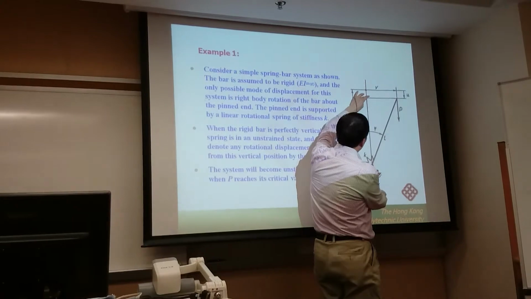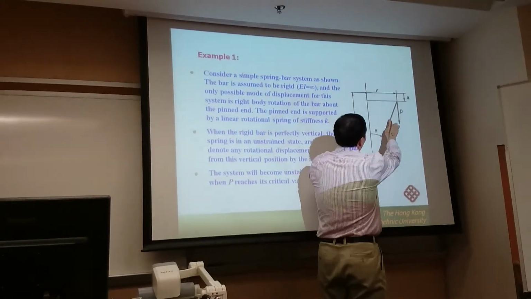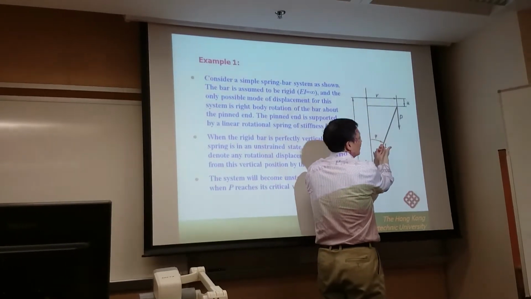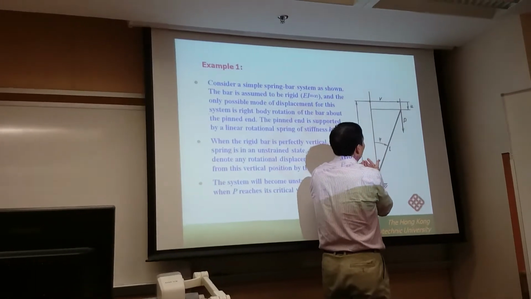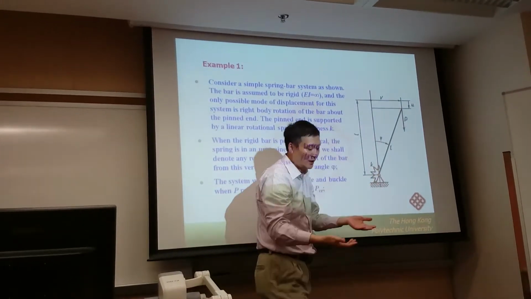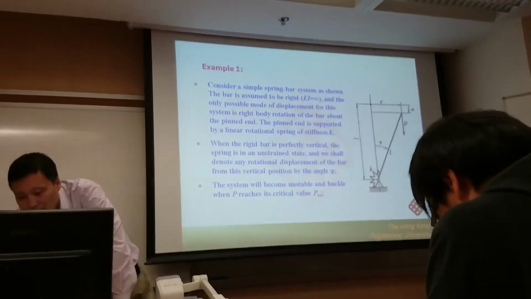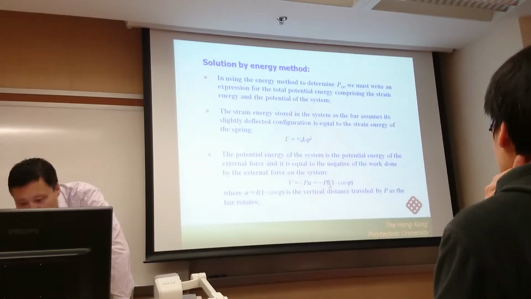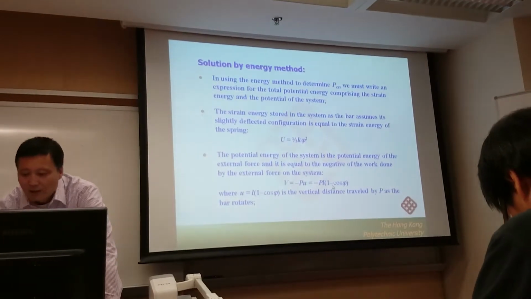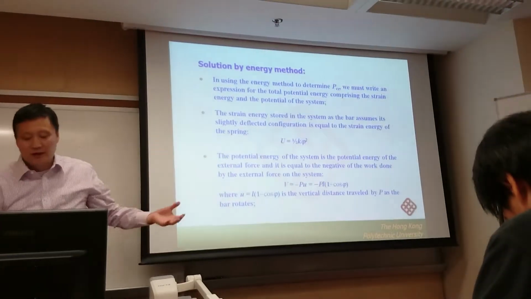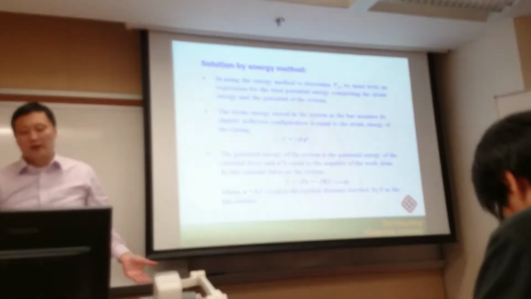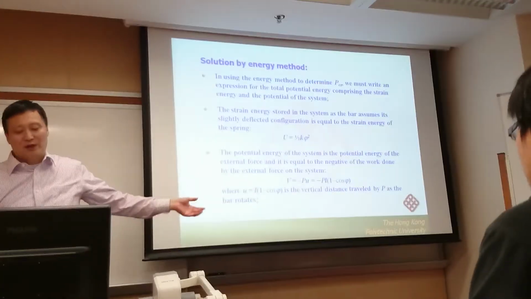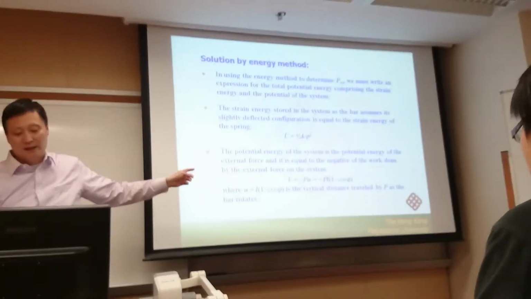And this distance from here to here is equal to A rho times cosine angle. So it's equal to A rho minus A rho times cosine angle. So we have a potential energy here. This is a potential energy. It's equal to A rho times parenthesis 1 minus cosine angle. This is a standard formula, but you have to add the negative sign.